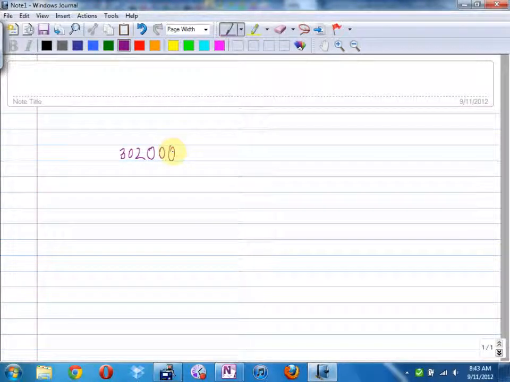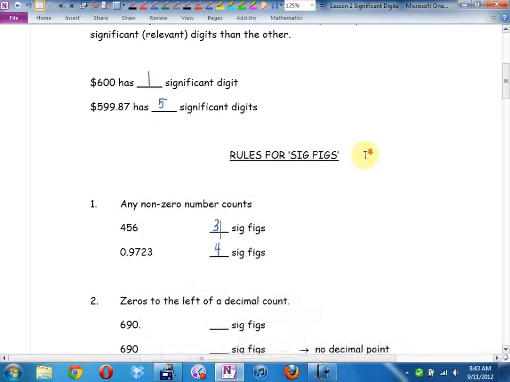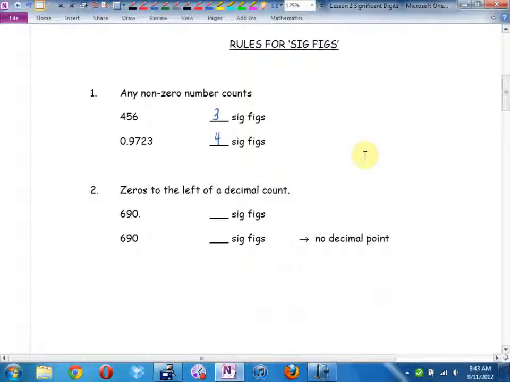Still has 3 sig figs, because those zeros afterwards aren't actual values that you measured. What they are, Hakeem, is placeholders. They tell you whether it's 1,000 or 100,000 or 10,000, but they don't actually mean measured values. Zeros to the left of a decimal point count. Is there a decimal point right there? That has 3 sig figs. Is there a decimal point right there? No. That has 2 sig figs.